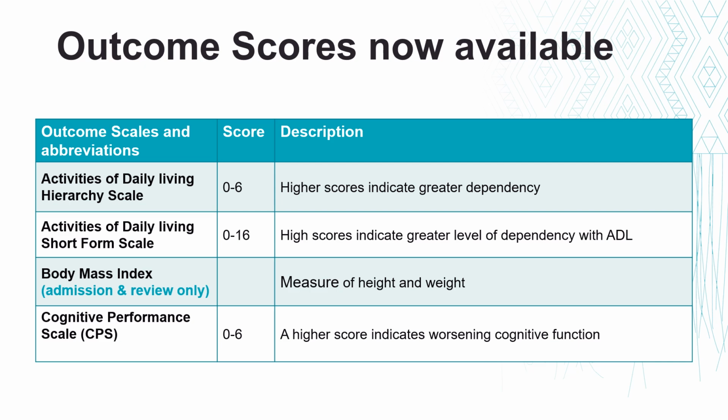The Cognitive Performance Scale is a scale range of 0 to 6 and made up of 4 factors including decision making, short-term memory, making self-understood, and eating. It is an important indicator of the risk of decline and helpful in planning day-to-day care. The higher the score on the CPS scale indicates worsening cognitive function.